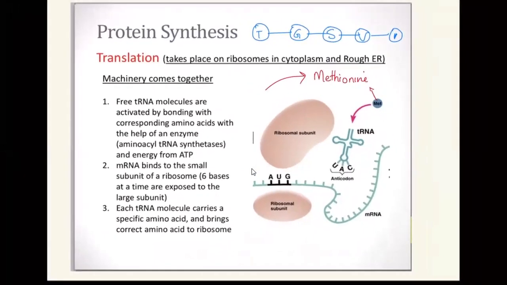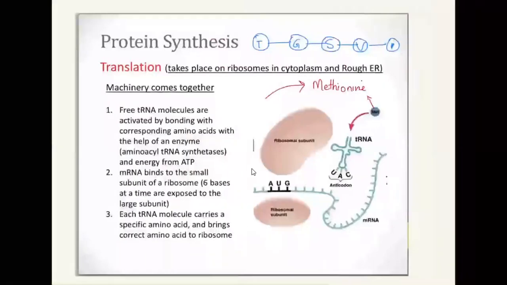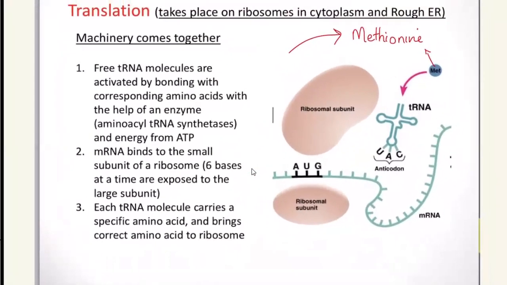Basically we say that the machinery that is needed for translation is actually ribosomes. And of course, tRNA and mRNA, right? So look at this. The mRNA is binding to the small unit of the ribosome. When you talk about the ribosome, you should explain the small unit separately and the large unit separately. So read this. The mRNA, I'm highlighting it, the mRNA is binding to the small unit of the ribosome.